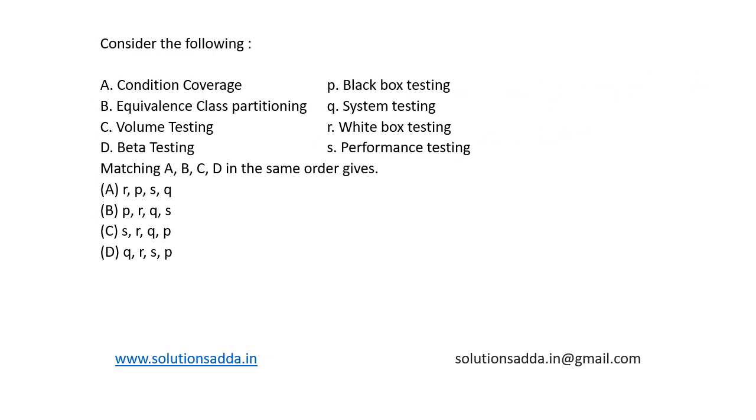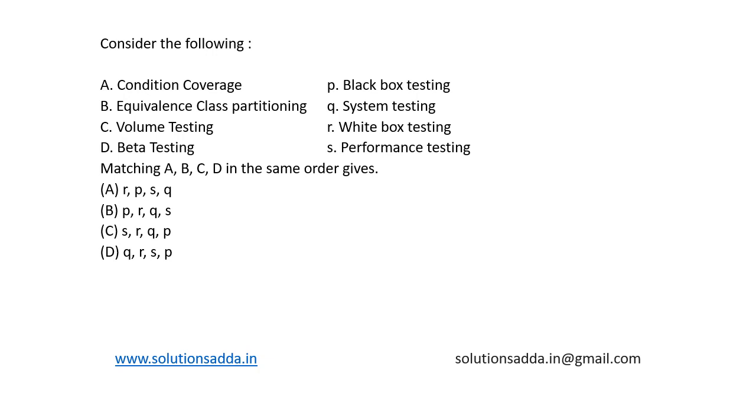This is a question from software engineering. Consider the following. We are given a table. On the left column, we have conditional coverage, equivalence class partitioning, volume testing, and beta testing. On the right column, we have black box testing, system testing, white box testing, and performance testing. Matching A, B, C, D in the same order gives, and four options are given. So let's see each option.